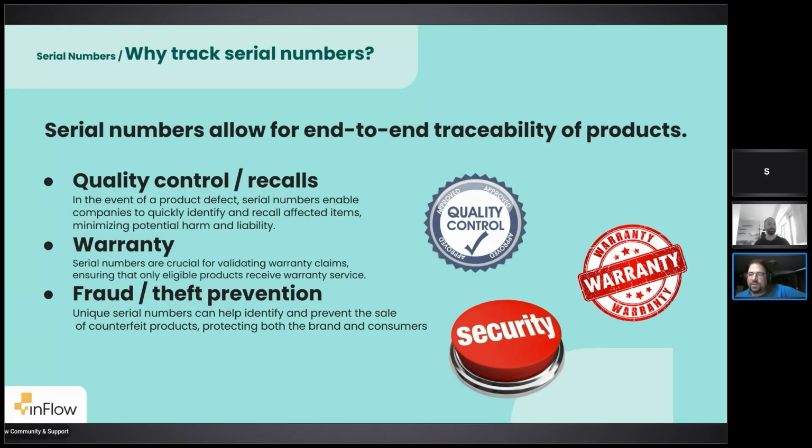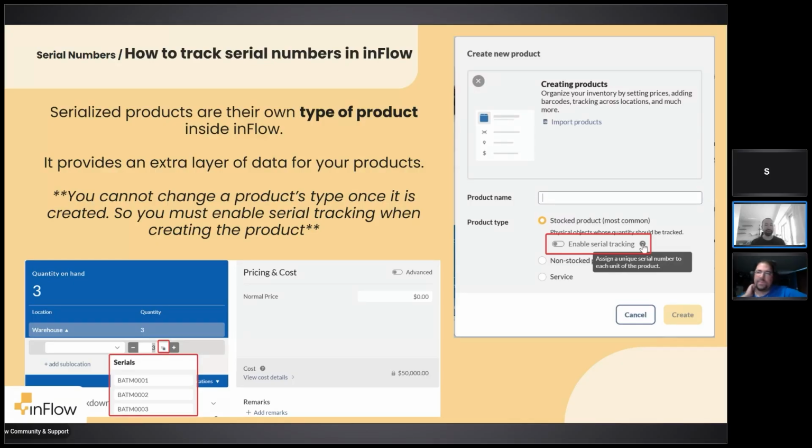So hopefully that helps. When creating a new product, serial numbers are their own type of product inside of inFlow. So it provides an extra layer of data for your products. The important thing to note is that once you've created a product type, it cannot be changed. So you would have to enable the serial tracking when creating the product. If you've created a product as a stock product without serial tracking, and you then change your mind and decide that, hey, I do want to add serial numbers to this, what you'll need to do is deactivate the original product and recreate it with the serial number tracking enabled, as you see on the right over here.